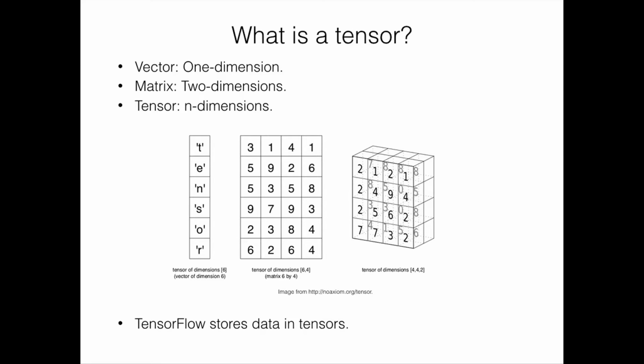So what is a tensor? There are vectors, which are one-dimensional, one way to group data, and matrices, which are two-dimensional. And tensors include both vectors and matrices, but can go to higher dimensions, three or more dimensions. And that's what TensorFlow uses to store data.